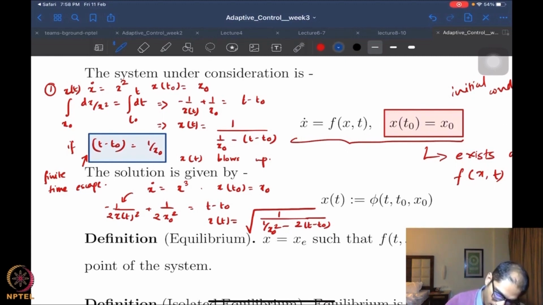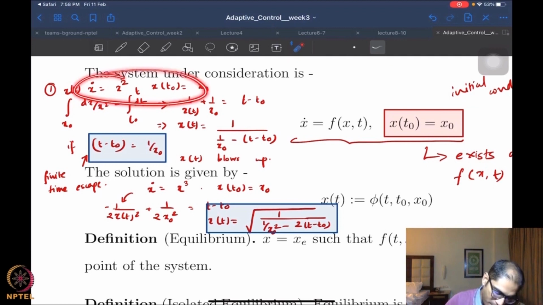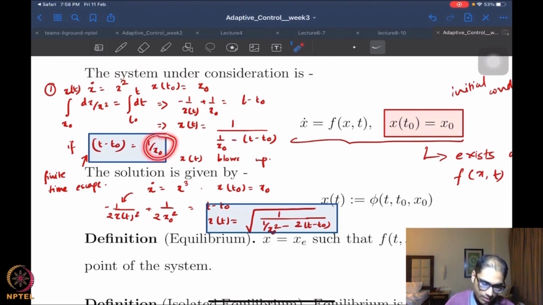So why did I make this slightly different? Why did I want to look at this slightly different case? Because if you look at this case, if t minus t0 is larger than 1 by x0, solutions start to exist again. So the solution only doesn't exist at that one point, that is t minus t0 equal to 1 by x0.